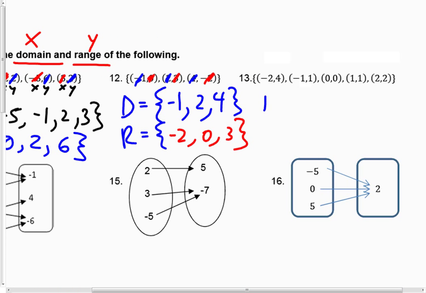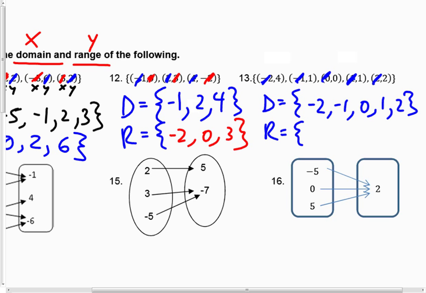I need domain. I need -2, -1, 0, 1, and 2. So this one, this one, this one. All of the x's. What's the lowest range that we have? 0, 1, 1, 2. 0. There's 2 1s. I only need to write down one of them. There's a 2 and a 4.